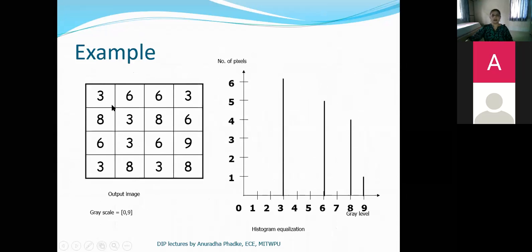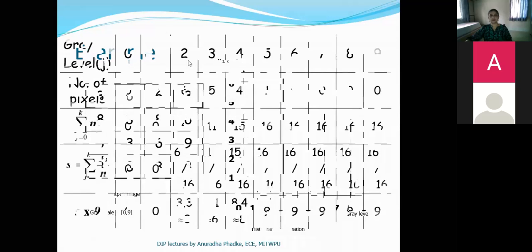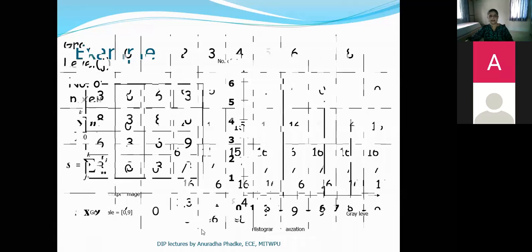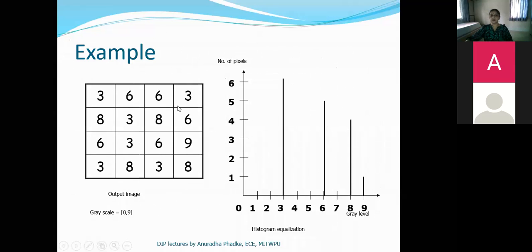Okay. So all the values 2 are replaced by 3. Value 3 from the original image is replaced by 6. Value 4 from the original image is replaced by 8. And 5 is replaced by 9. So you get this new image, and we can call this image the histogram equalized image.